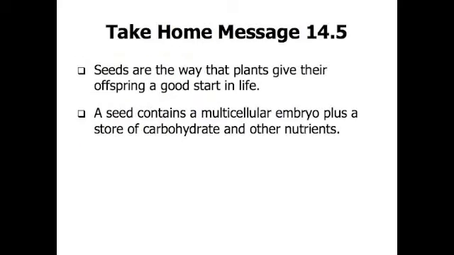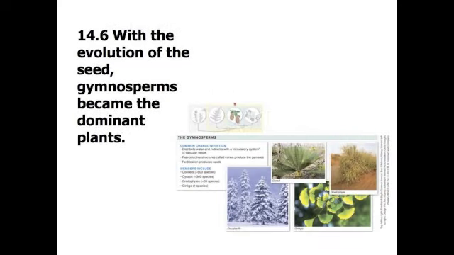And that brings us to our take-home message for section 14.5. Seeds are a way that plants can give their offspring a good start in life. A seed contains a multicellular embryo plus a store of carbohydrate and other nutrients. Moving on, all of the 900 or more species of gymnosperms are seed-bearing plants that produce ovules on the edge of a cone-like structure.